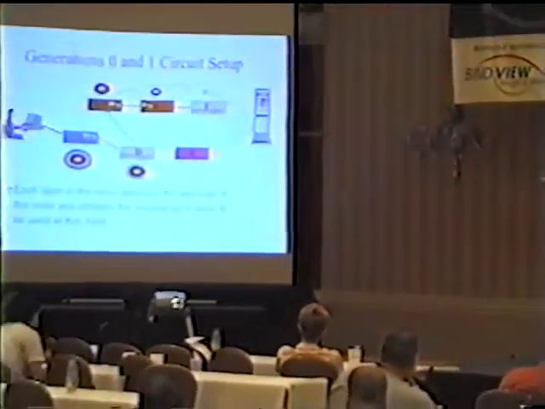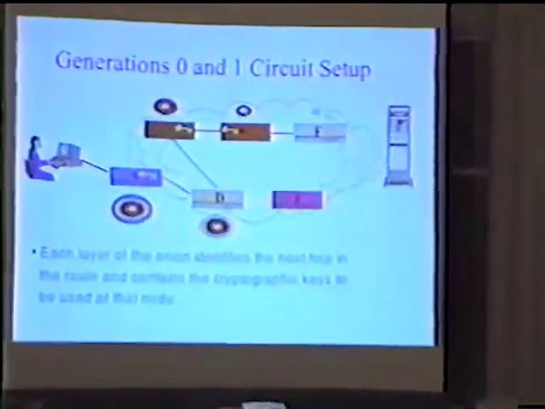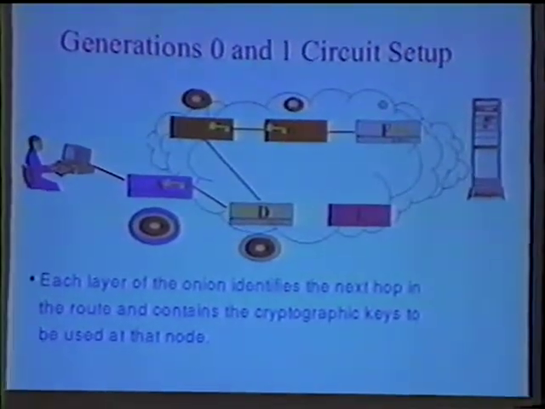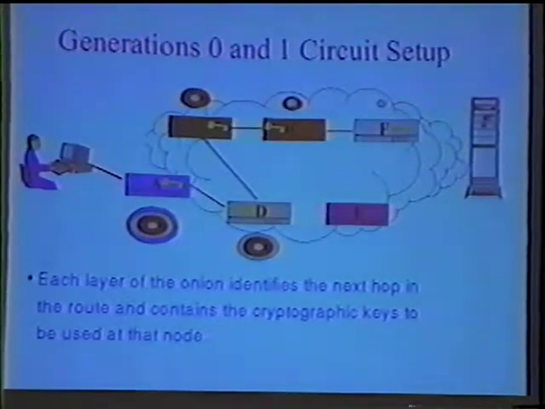Okay, so the question is, tell me more about that onion routing patent, because it seems like you're still doing onion routing. The onion routing patent is the concept of building up a layered data structure and sending it into the network in order to deploy a circuit.